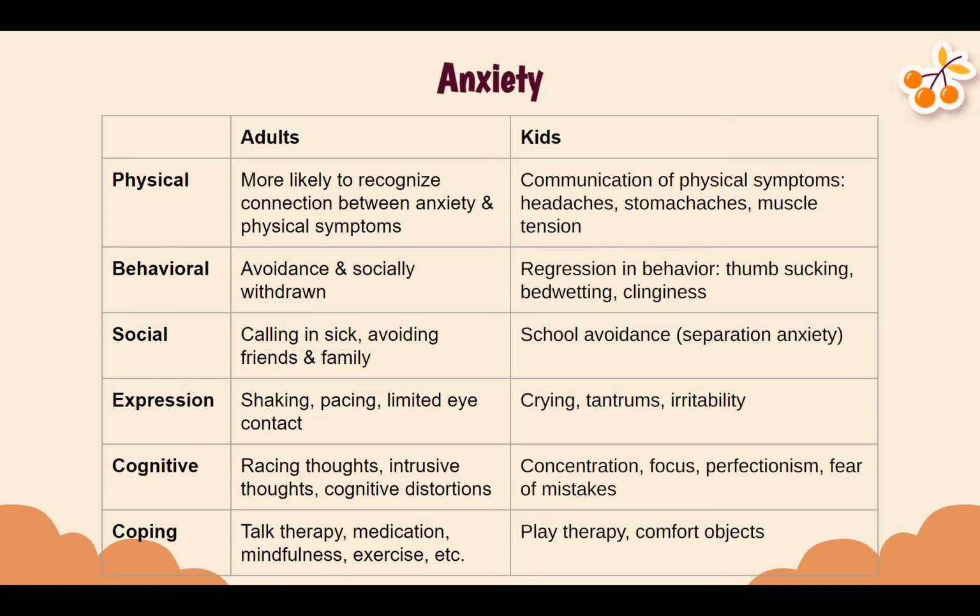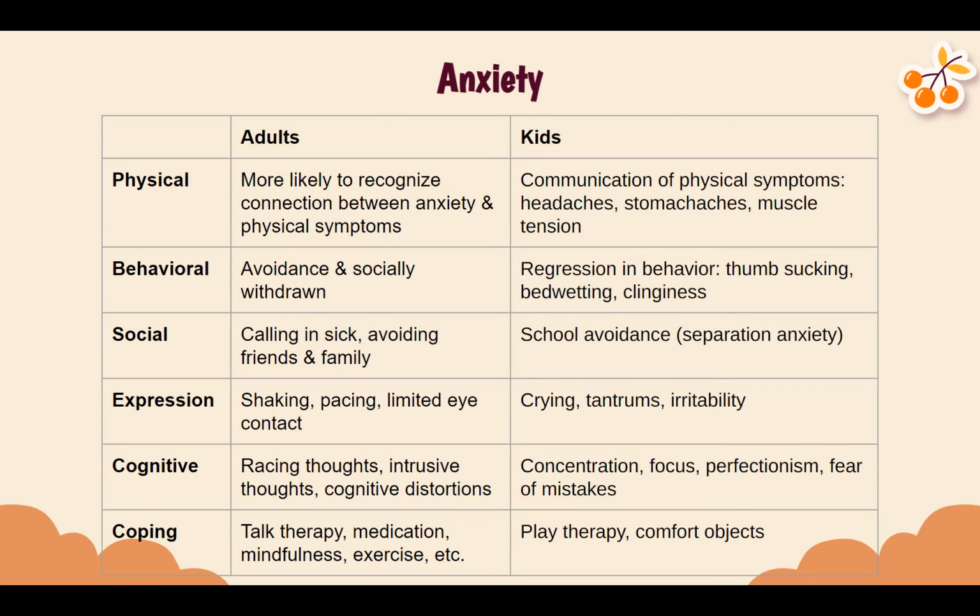In the social realm, adults are more likely to call in sick to work. They're more likely to avoid their friends and their family. Kids are more likely to avoid school, so you're going to see it in absences. It's important to ask about absences from school. Expression in adults, you might see shaking, pacing, limited eye contact, all of those things that come with anxiety. In kids, it looks more like crying and tantrums and irritability.